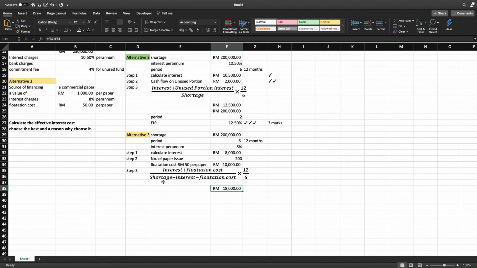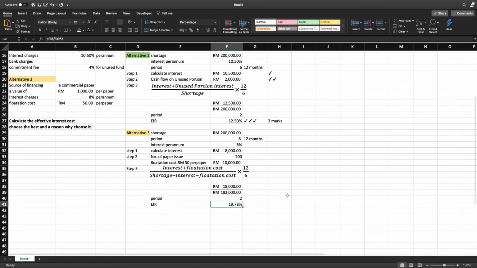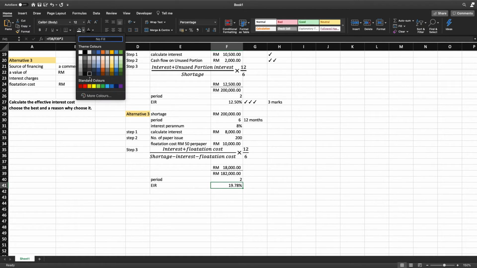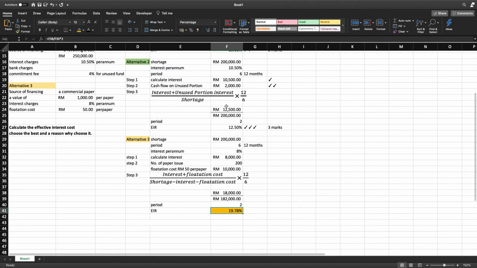The interest plus the flotation cost gives 18,000. So shortage minus interest minus flotation cost gives 182,000. Then this divided by this, and don't forget about the period. We calculate for this portion, and then you will get the interest cost of 19.78%.